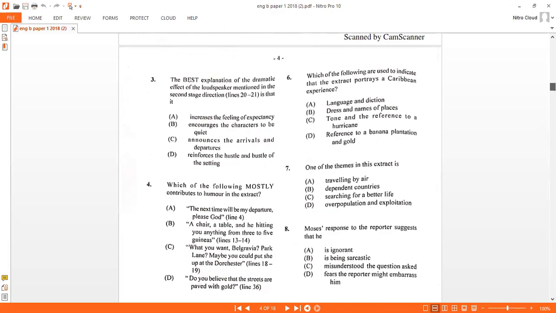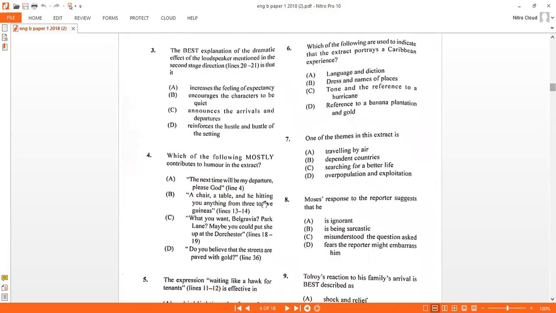So let's go back to the question. Question 4, we know now that option A is out. There is no humor attached to that. B also really has no humor. And D could be seen as humorous, but it is more sarcastic than humor. So the answer for 4 would be C, what you want.